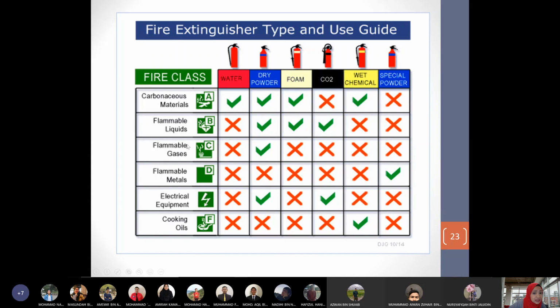And if you have a flammable gas, also do not use water. You must only use dry powder. Foam doesn't work either. Flammable metals, this is Class D. Class D can only be extinguished using a special powder. Electrical equipment can be extinguished using a dry powder or carbon dioxide. And cooking oils, such as canola oil or corn oil, must be extinguished using a wet chemical, because you are stopping oxygen from entering the system.